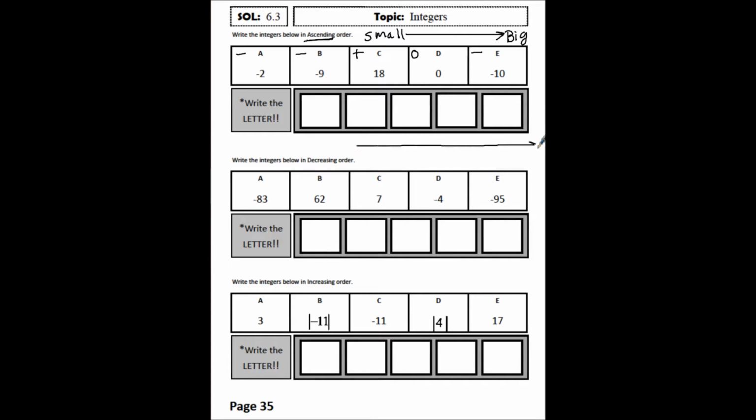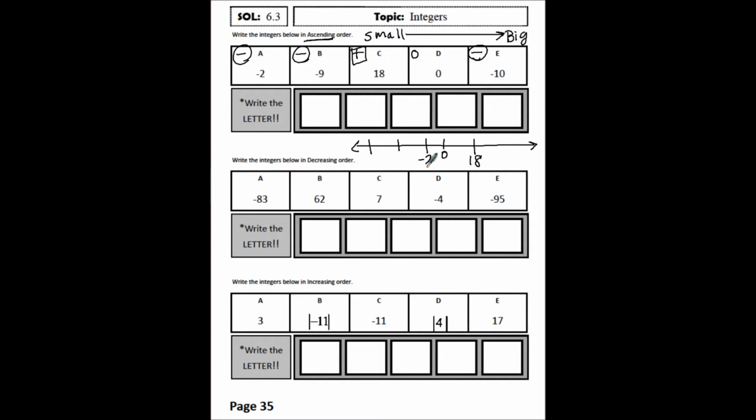So if I kind of draw out an idea of my number line, 0 is always my starting point. And if I have 1, 2, 3 negative numbers, I know I'm going to have 3 numbers to the left of 0 and 1 number to the right of 0 for the positive. This isn't to scale, but this is just to put them in order. And I have that positive 18, so I can place that on the positive side.